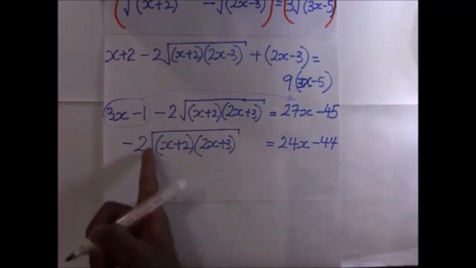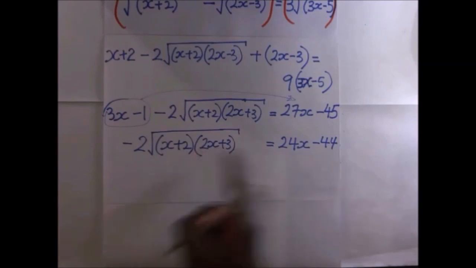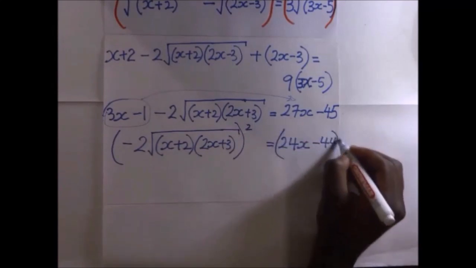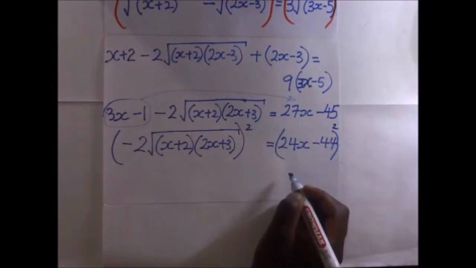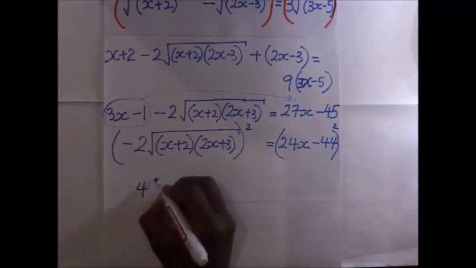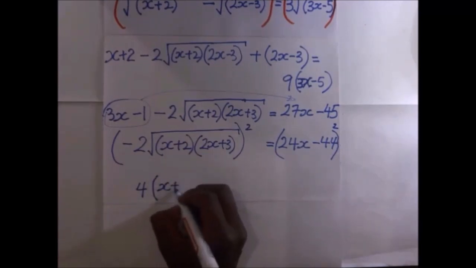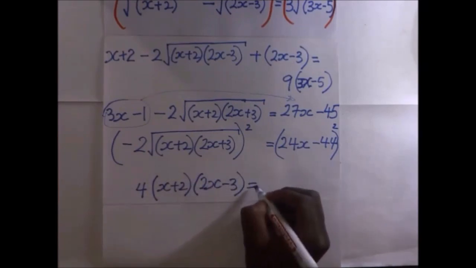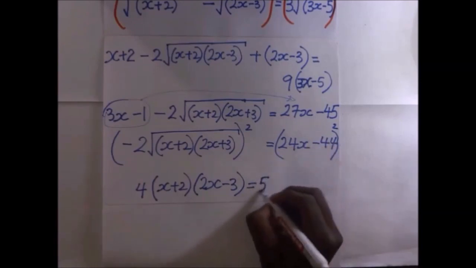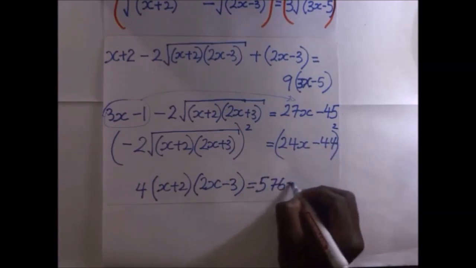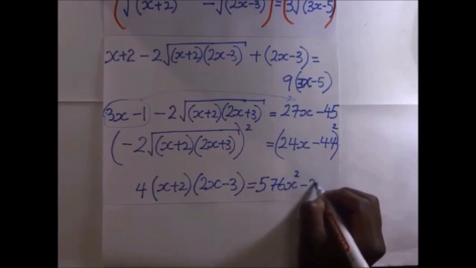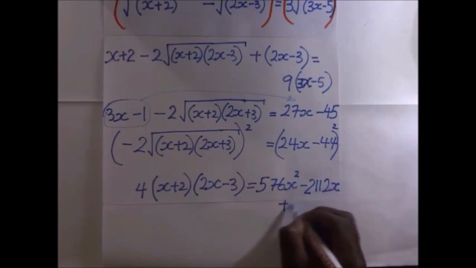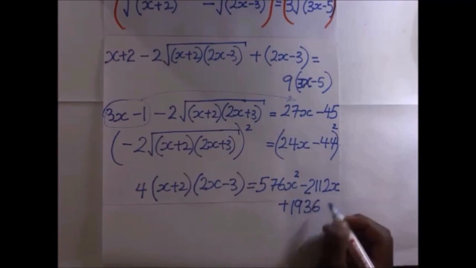Now, again, to eliminate this square root sign, we square both sides. When we square both sides, it means this is squared and that is also squared. When you square both sides, we are going to end up with 4 into x plus 2 into 2x minus 3 is going to give us, squaring that side is going to give us 576x squared minus 2112x plus 1936.